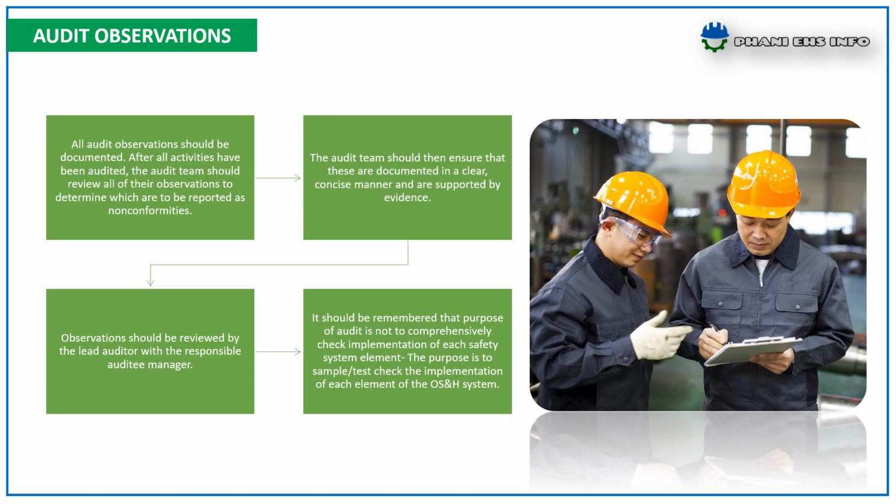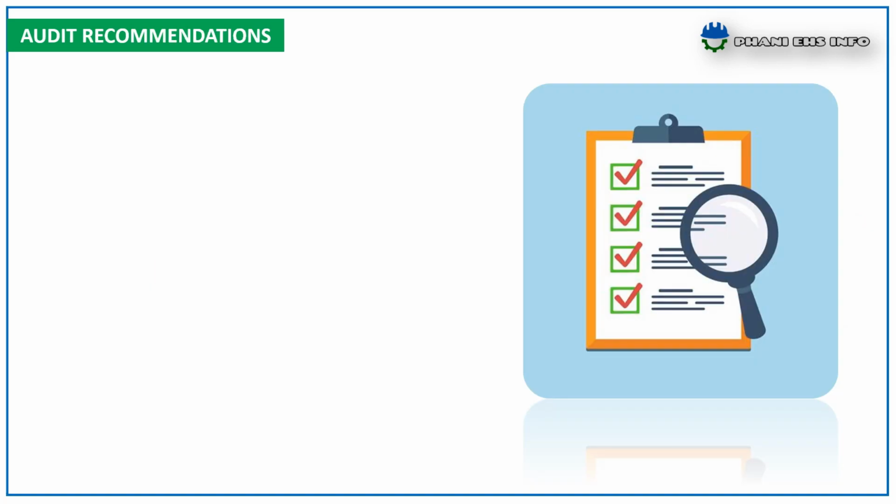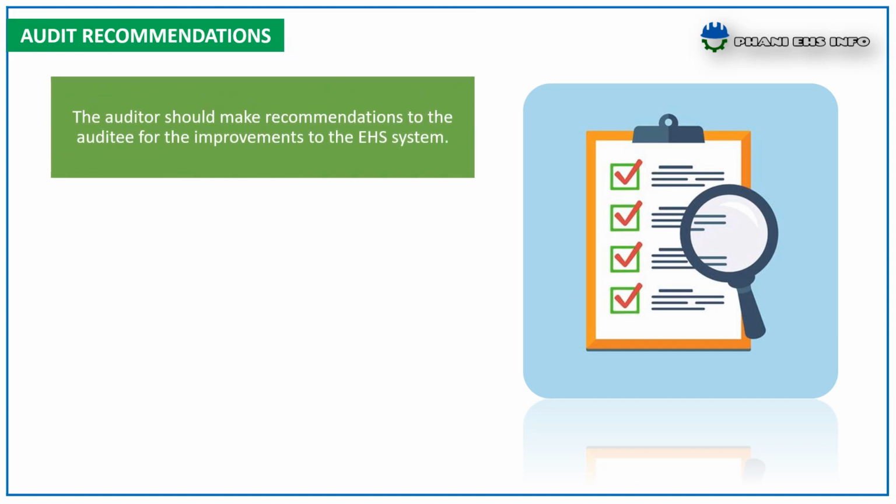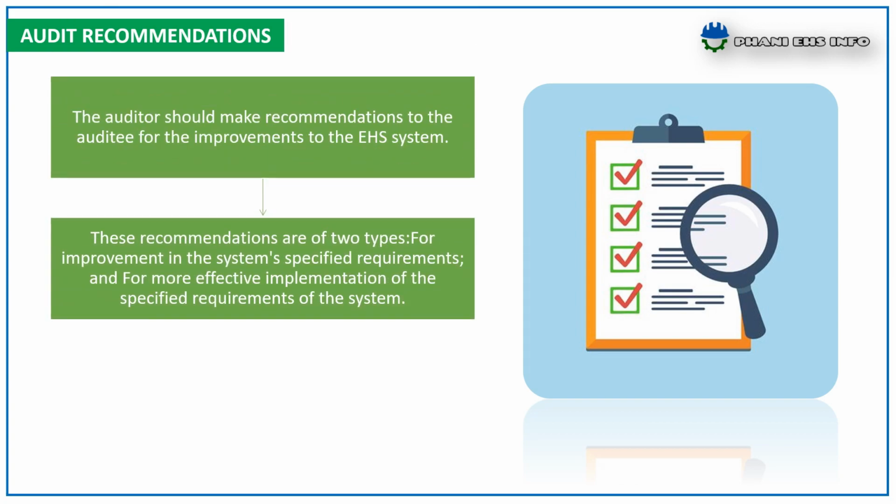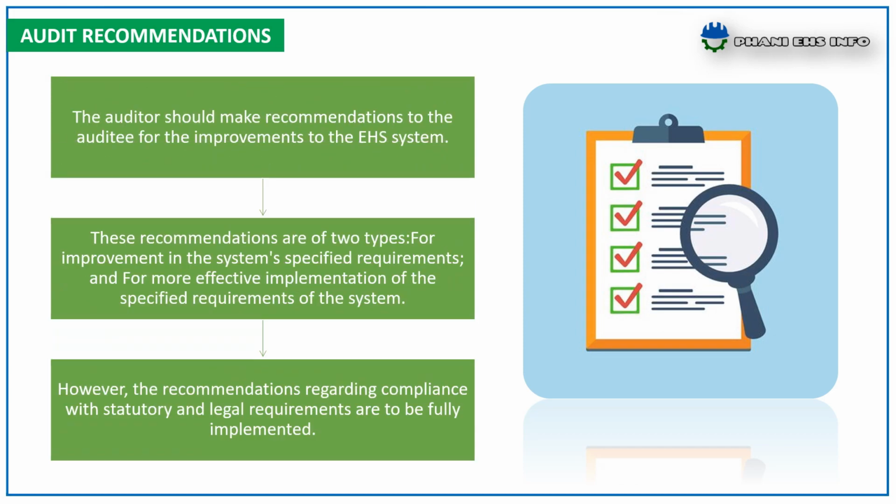Next one, audit recommendations. The auditor should make recommendations to the auditee for the improvements to the EHS system. These recommendations are two types: for improvement in the system's specified requirements and for more effective implementation of the specified requirements of the system. However, the recommendations regarding compliance with statutory and legal requirements are to be fully implemented.